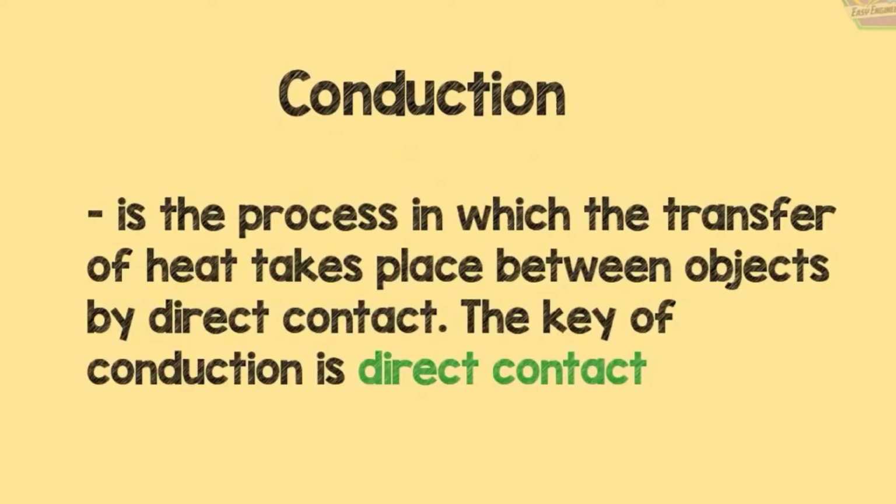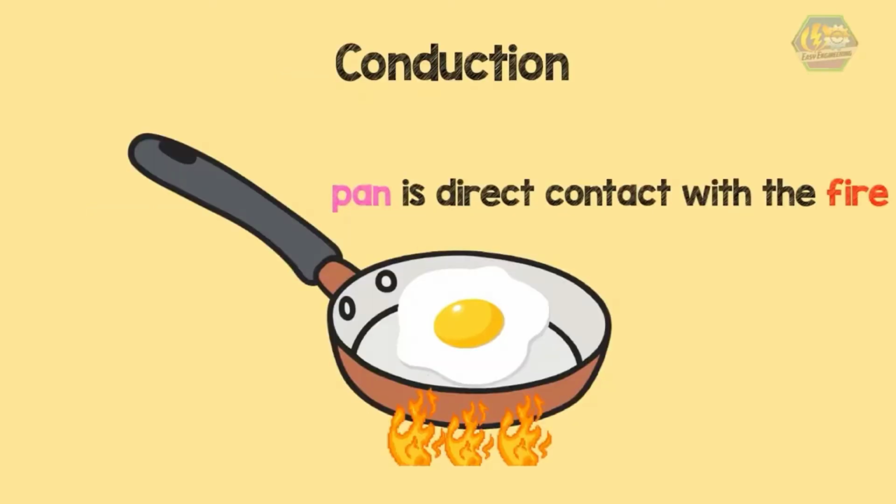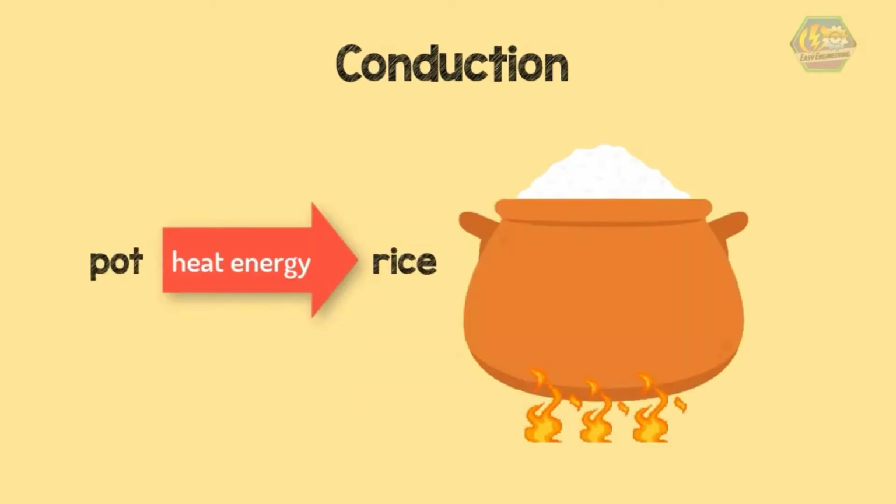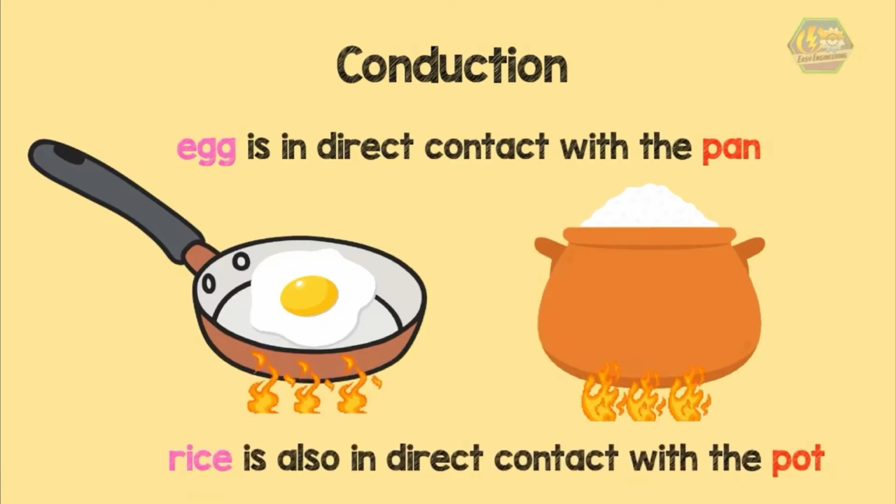Now let's define conduction first. Conduction is the process in which the transfer of heat takes place between objects by direct contact. The key of conduction is direct contact. Here are examples of conduction. If you notice, the pan is in direct contact with the fire. The energy transfer from the fire to the pan is the process of conduction, as well as the energy from the pot to the rice. Notice that the egg is in direct contact with the pan, as well as the rice is in direct contact with the pot.